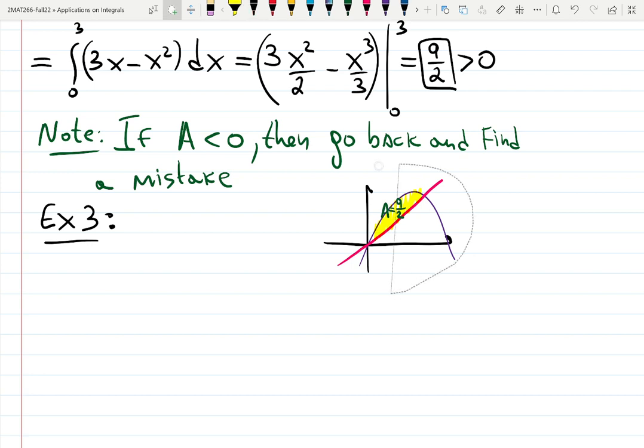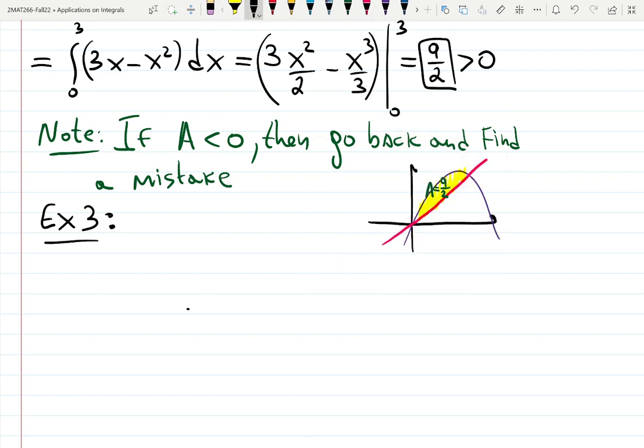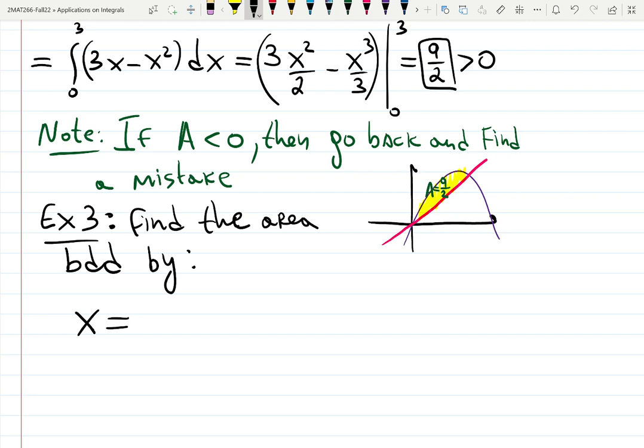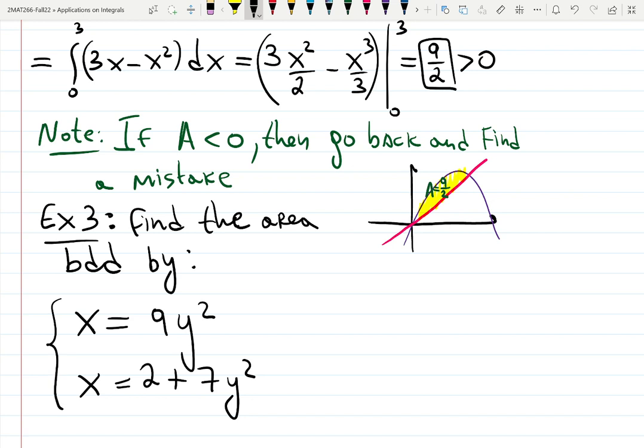Example 3. Let's do the case 2, and that's how you can start doing your homework and be confident with this. Find the area bounded by x equals 9y squared and x equals 2 plus 7y squared. See, "bounded" only works in English, so I never saw it before coming here. You already see that functions are written in terms of y. X equals blah, blah, blah.